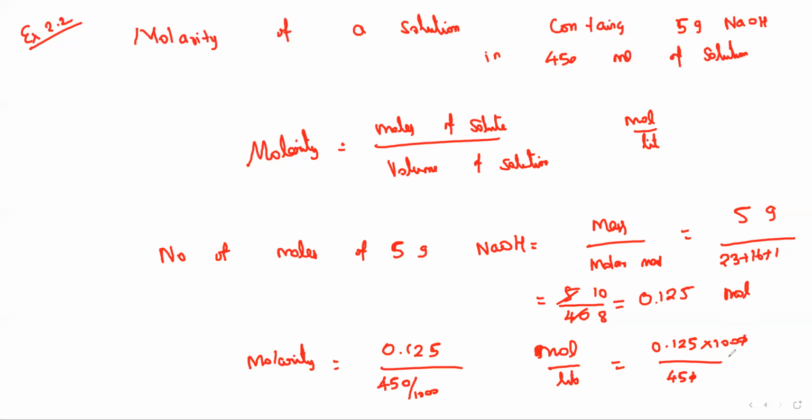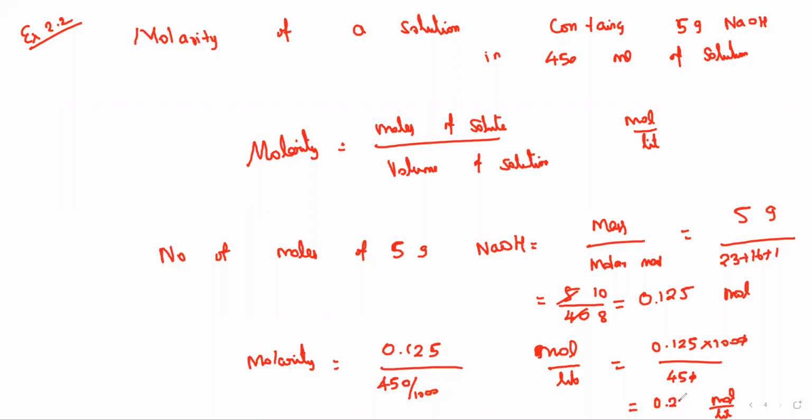Then you can cancel this. It is simply 0.125 by 450. You can calculate this, right? So just calculate it and let me know the answer. Just calculate the final answer. Any doubts on this? Is there any doubts? Okay, so just make a note of this and tell me the final answer.